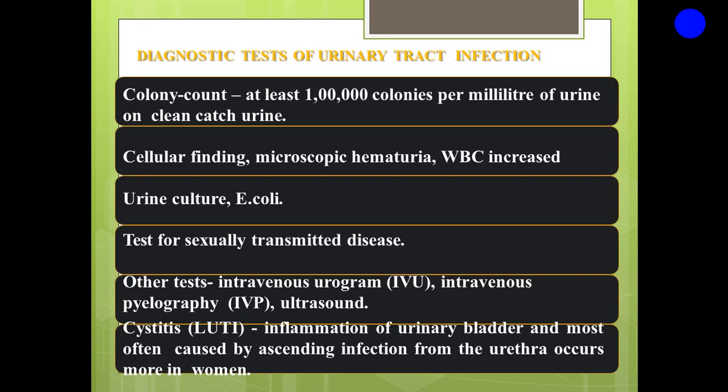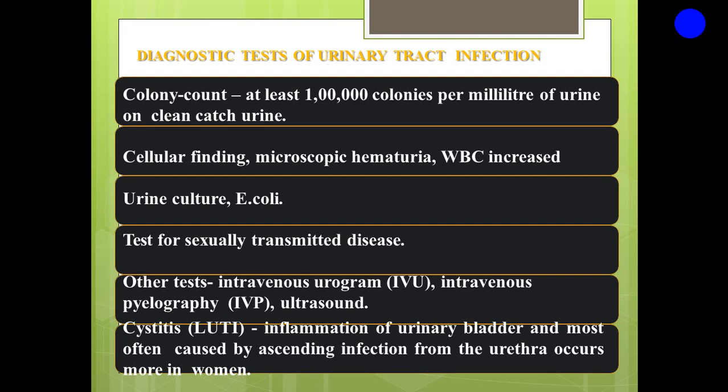The diagnostic tests of urinary tract infection: the first one is colony count, at least 100,000 colonies per milliliter of urine on a clean catch urine. Clean catch is a midstream urine. Cellular findings: microscopic hematuria, increased white blood cells, urine culture for Escherichia coli, and tests for sexually transmitted disease. Other tests: intravenous urogram IVU, intravenous pyelogram IVP, and ultrasound.